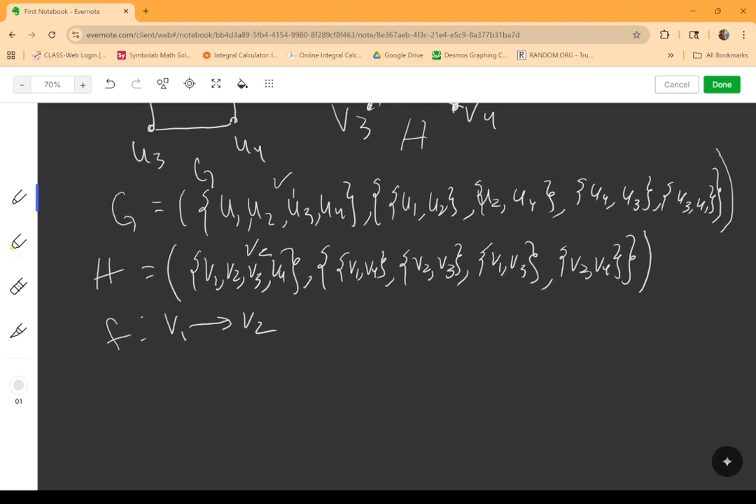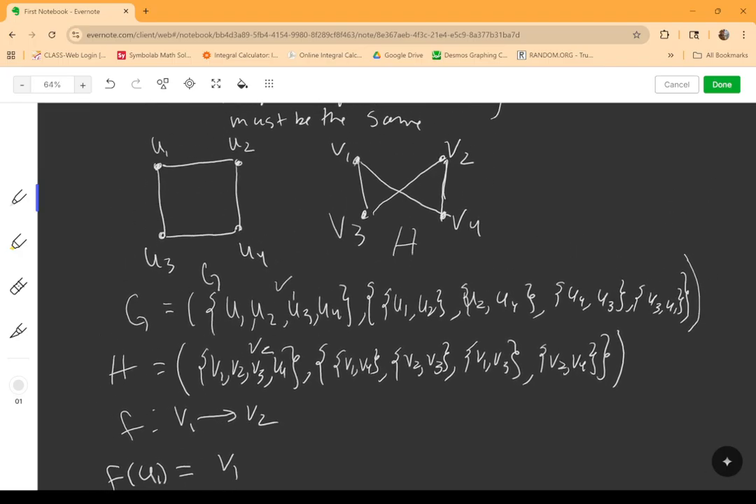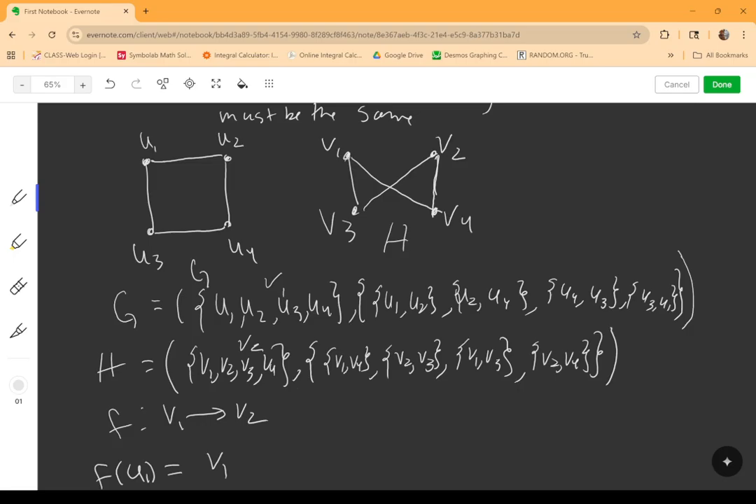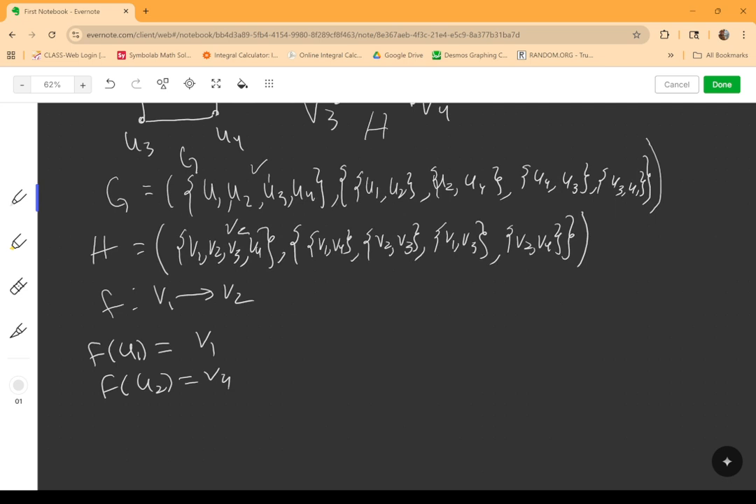Okay, and then let's start by setting F of U1 to be V1, F of U2 to be V4. And here we could see the connection, why I would want that. And F of U3 to be V3. And then F of U4 to be V2. All right, and now let's take a look at the four edges here in graph G.